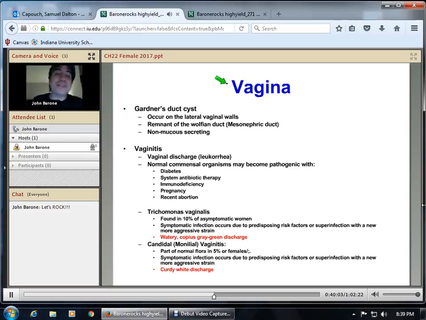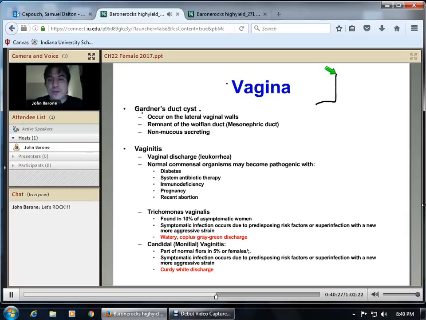So vagina very resistant to pathology. But when we do get pathology, it's always very interesting. Now let's start with the first one. Gartner's duct cyst. Now location, location. This is going to be located when you go into the vagina on the lateral wall. So location is the key. Cyst on the lateral walls. Now again, cyst at the opening, the vulva, that is going to be Bartholin gland.